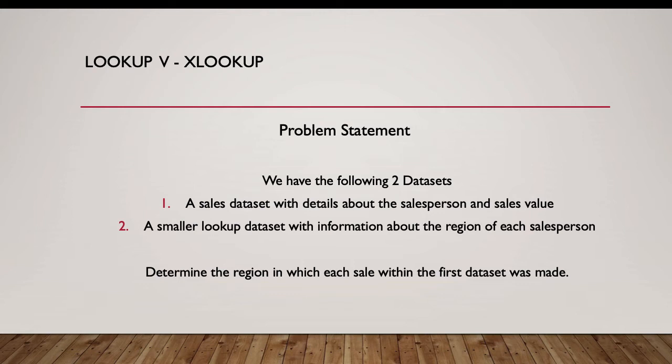The problem statement is this. We have the following two datasets. The first one is a dataset with details about the salesperson and the sales value. The second one is a smaller lookup dataset with information about the region of each salesperson. We are supposed to determine the region in which each sale within the first dataset was made.